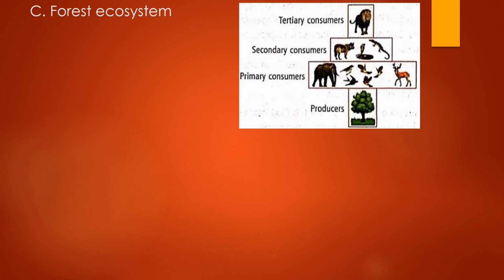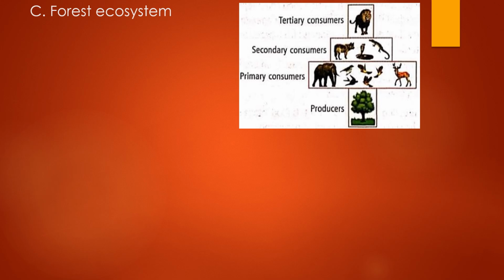The big trees support lots of organisms, like the fruit-eating birds taking food from the tree. Then the fruit is taken by elephants, then deer. Different primary consumers are dependent upon only one single tree.